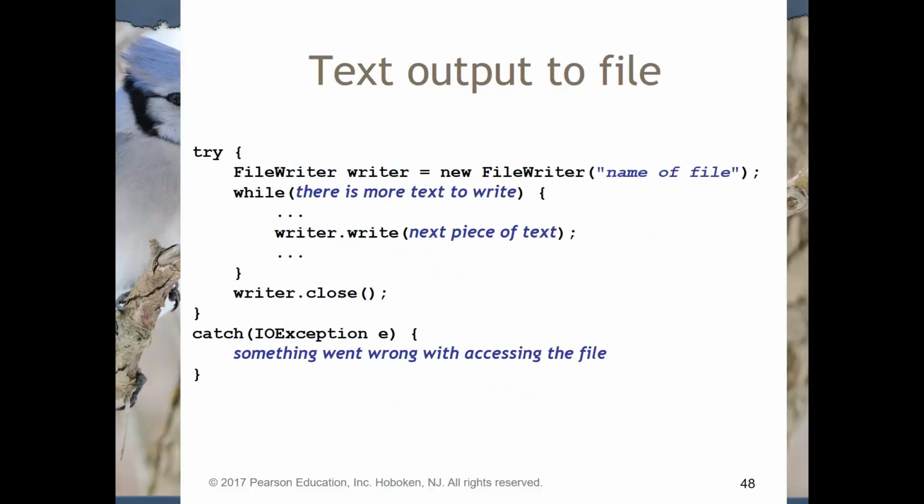So here we do a try, FileWriter writer equals new FileWriter. That's the name of the file. While there's more to write, you keep on doing it and you keep this loop going, and then you close at the end. Something went wrong with accessing the file. So there's some tuning that you might be able to do to this, because here the file is open. If an exception were to happen here, this close never occurs and you end up down here. So those are things to think about as you implement your try-catch blocks.